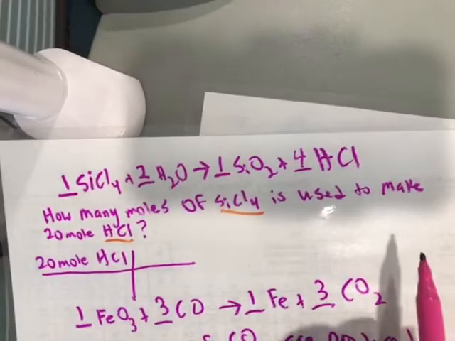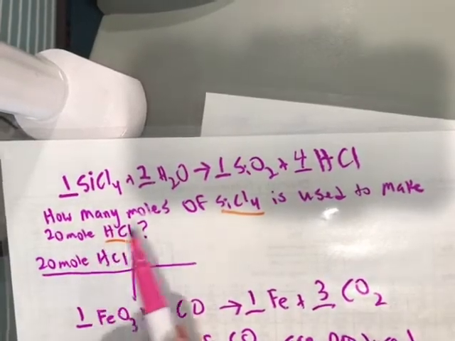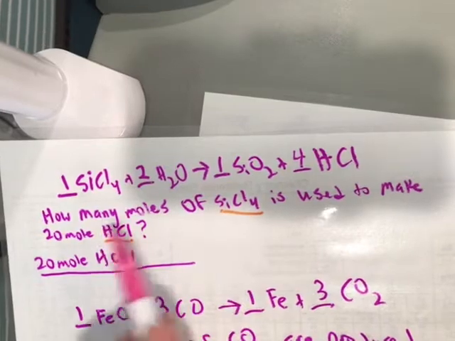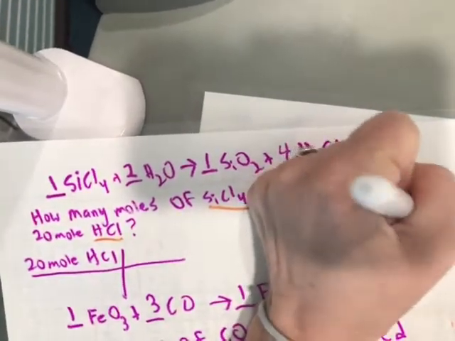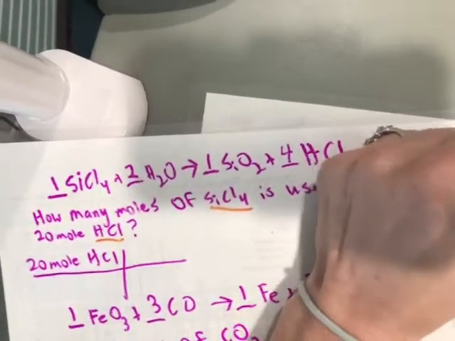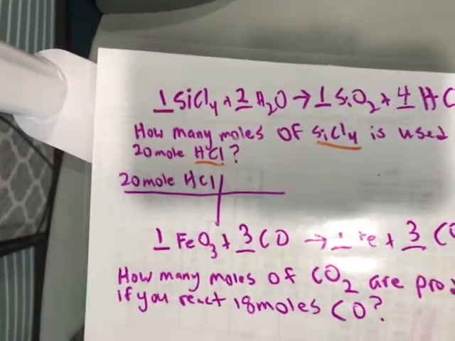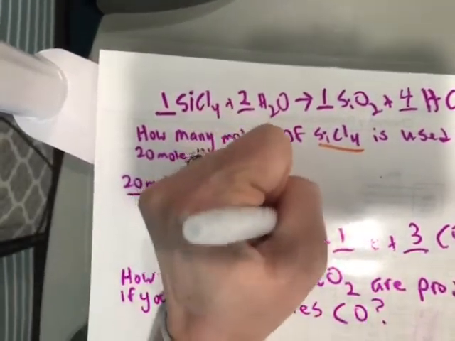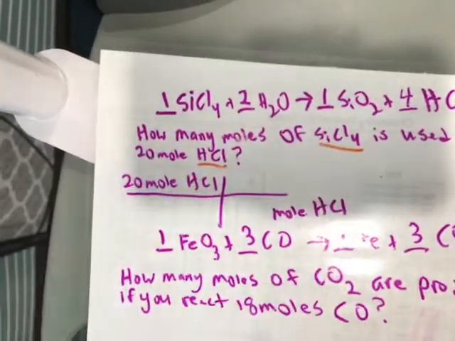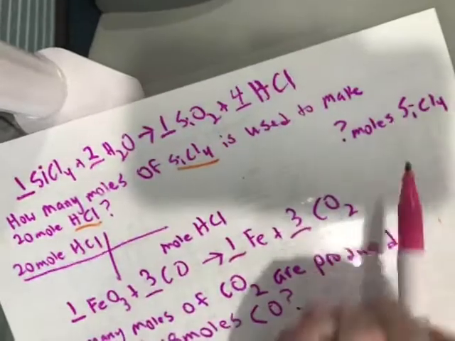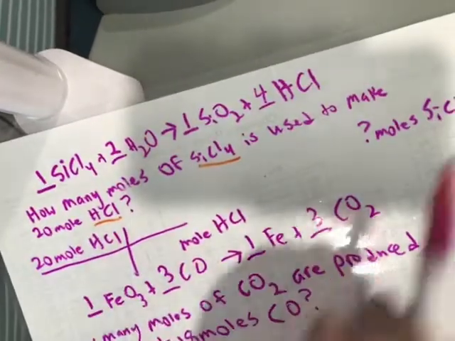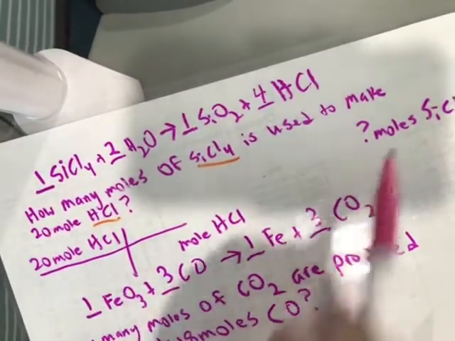I still want to write what I'm looking for. So how many moles of SiCl4? How many? That's a big hint about what you're looking for. So way over here, I'm going to put moles of SiCl4, silicon tetrachloride. Then Snoop Dogg, drop it like it's hot: mole HCl. So I've got what I have, and way over here, what I want. What I have, what I want, drop it.